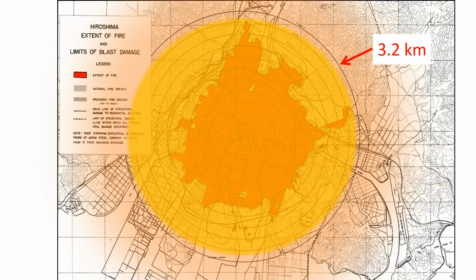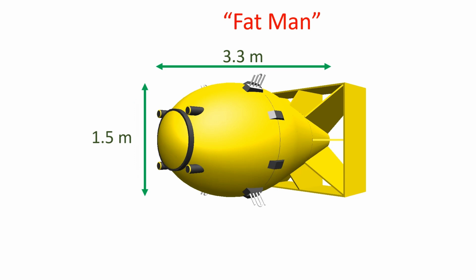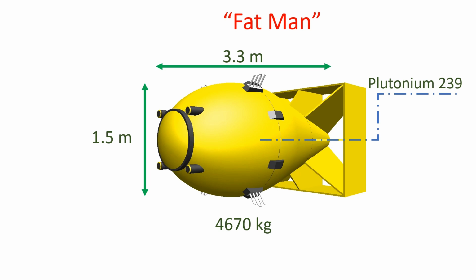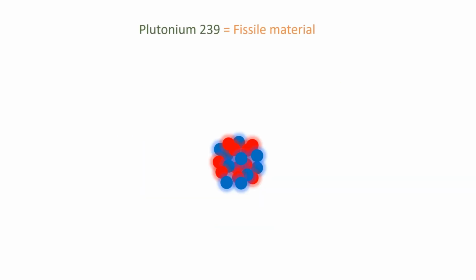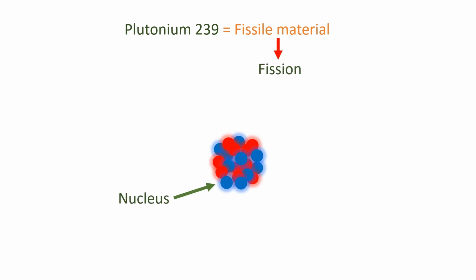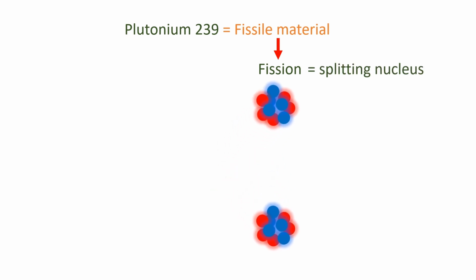The size is about 3.3 meters in length, and 1.5 meters in diameter. The weight is approximately 4,670 kilograms. The Fat Man bomb uses plutonium-239 as its fuel. Plutonium is a fissile material that is capable of undergoing fission reactions. Nuclear fission is the process in which the nucleus of an atom splits into two or more smaller nuclei.